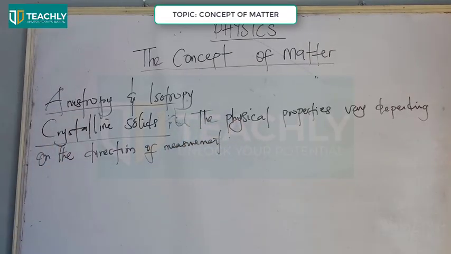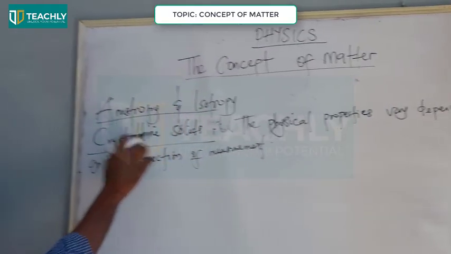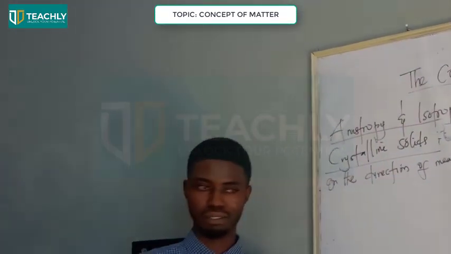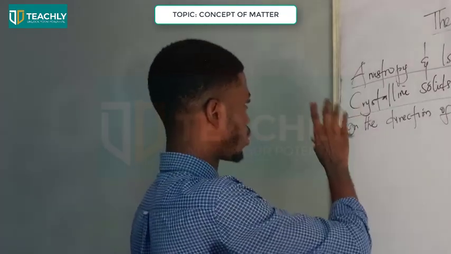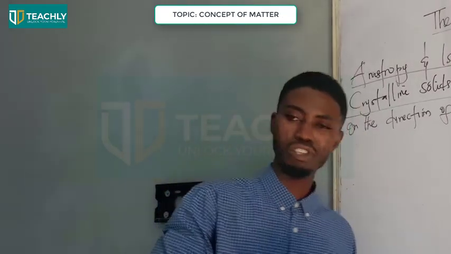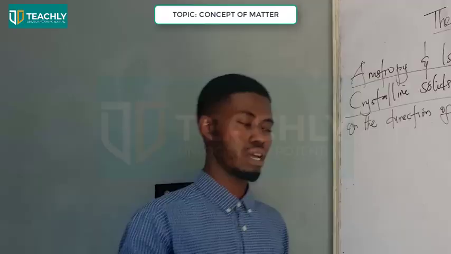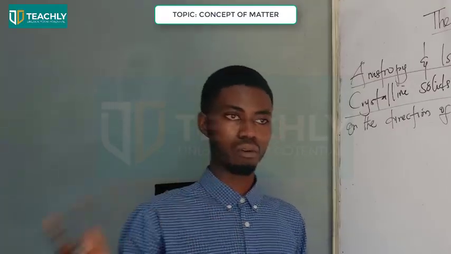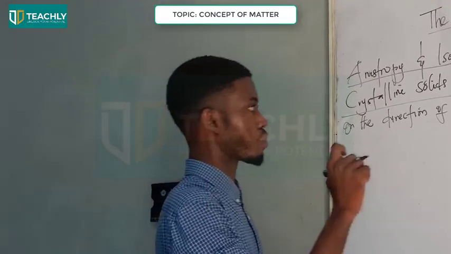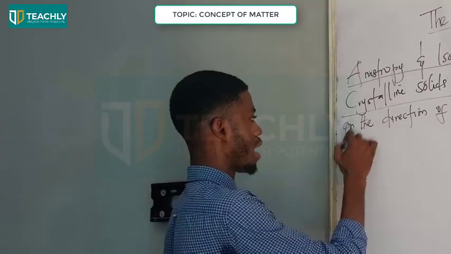Don't forget that earlier I stated that crystalline solids are highly organized, while amorphous substances are not organized. They have no shape, from the word amorphous. Now, let's look at amorphous solids.